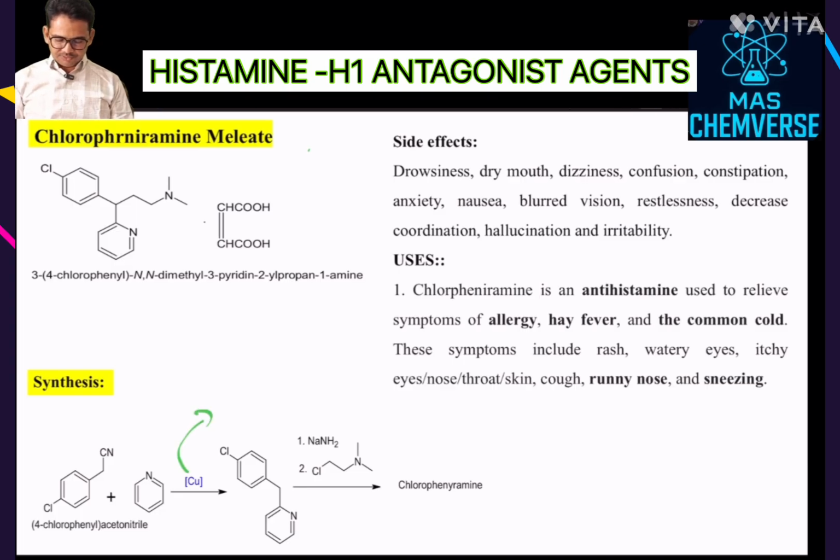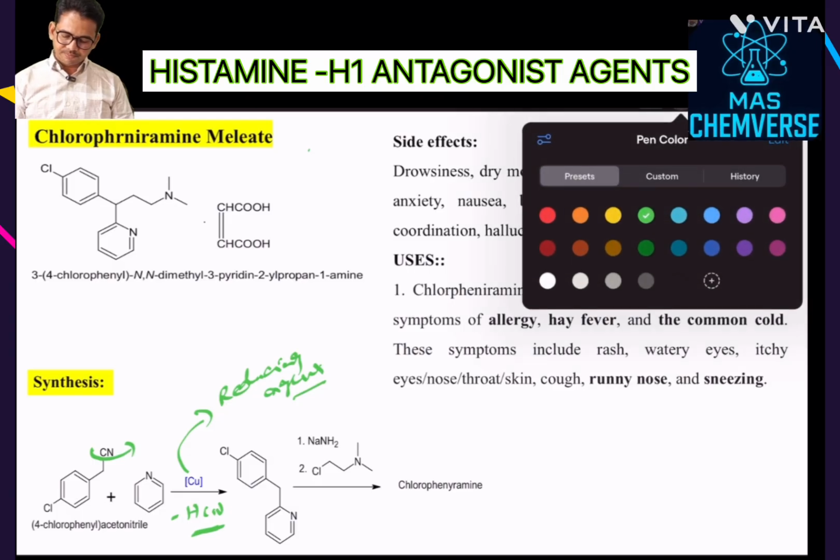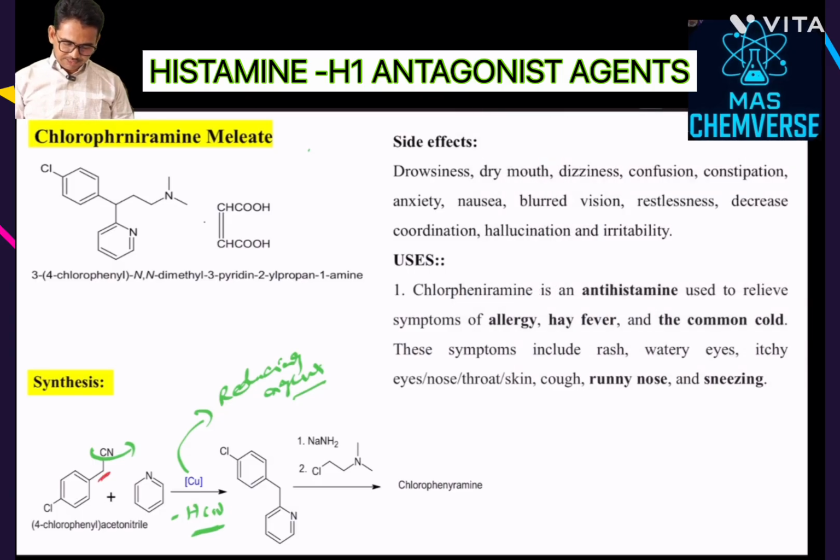This copper is used as the reducing agent. By reduction, it is going to remove the cyanide group in the form of HCN. It is going out, it is going to be relieved. Then what will remain? Only this carbon, this group is going to remain.